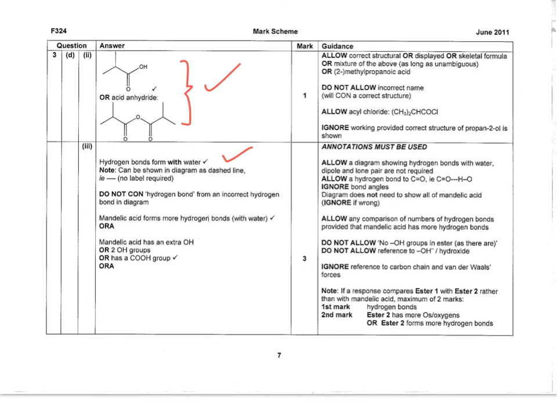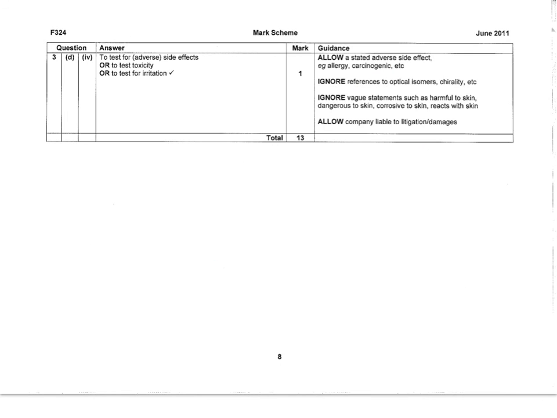We got the idea that the hydrogen bonds form with water. We got the idea that mandelic acid forms more hydrogen bonds, and we said why, because it's got a COOH group and an OH separately. And then finally, we're looking for adverse side effects or toxicity.